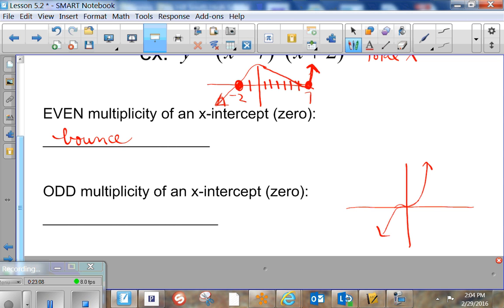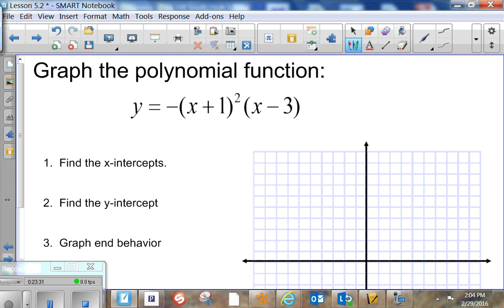Okay, it's not going to bounce. It's not going to go through nice and straight. It's going to do a little jig. So you can call it a jig, you can call it a squiggly, but it's going to do something kind of kinky right there. It's not going to be nice and smooth. So let's put all that together, now that we know what bounces and squigglies look like.